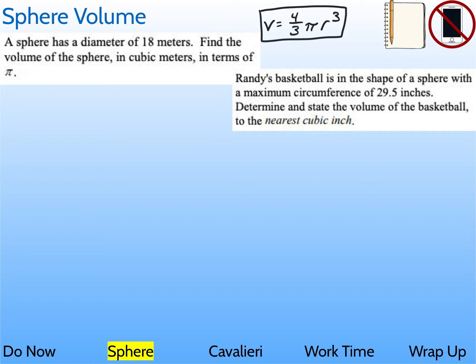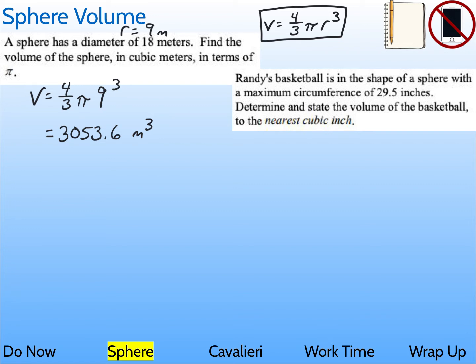Now, we need the radius. So in order to find the radius, what we're going to want to do is divide that by 2. So diameter of 18 means that the radius is 9 meters. So let's plug in our formula. We have 4/3 times pi times 9 cubed, which gives you about 3,053.6 cubic meters. And I just got that straight from the calculator.